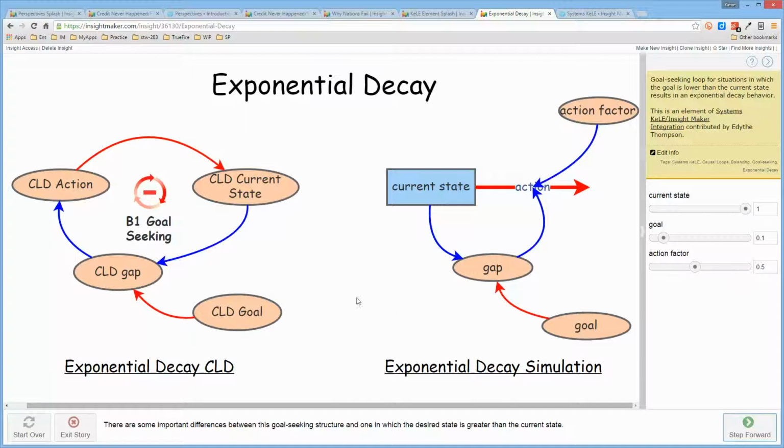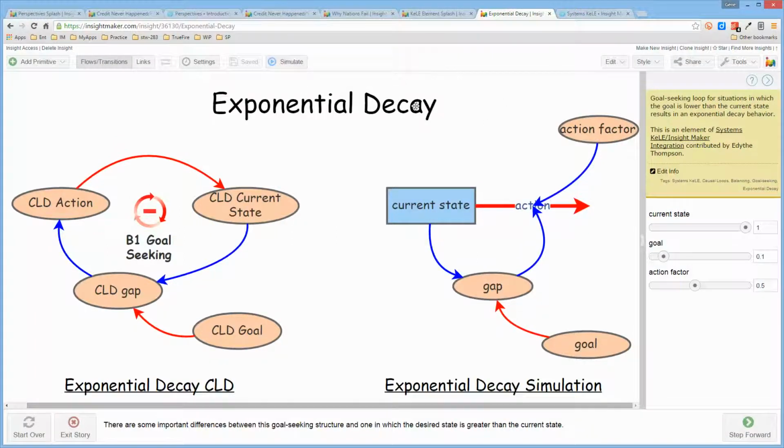So this model is available, and you can go ahead and access it and play with it and change the factors and run a number of simulations until you get a feel for how the behavior of the structure differs from the other goal-seeking structure.